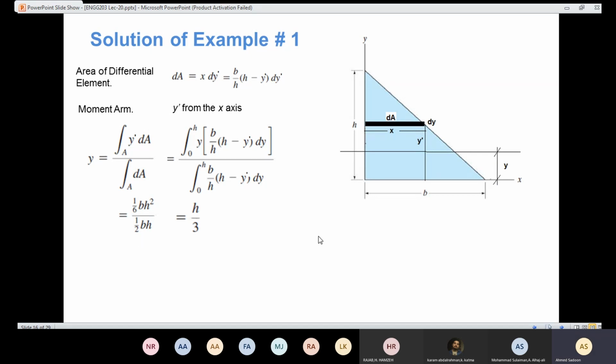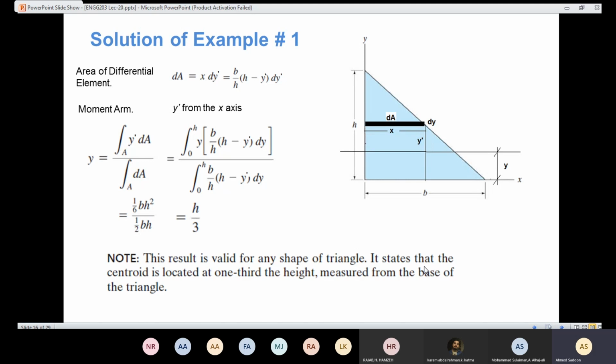Similarly, I'm going to determine the value of x. The value of x is going to be in that direction. I need to take a differential element in that direction, and I'm going to repeat that process again in order to get the value. The value is going to be b over 3, if you are going to try to get the area centroid in the x-axis. So now we explained how to determine the area centroid for a triangle.